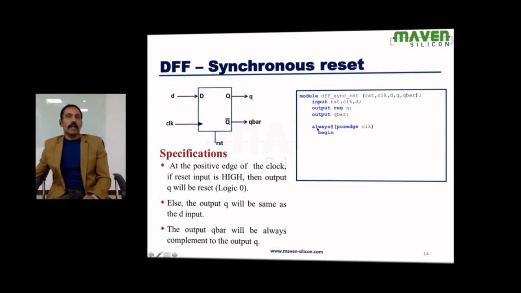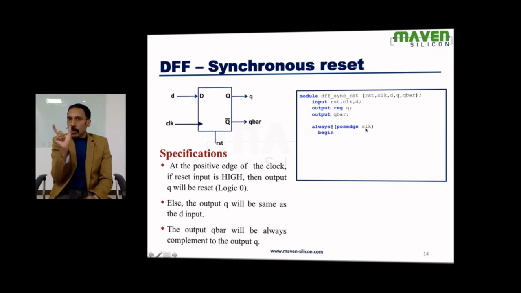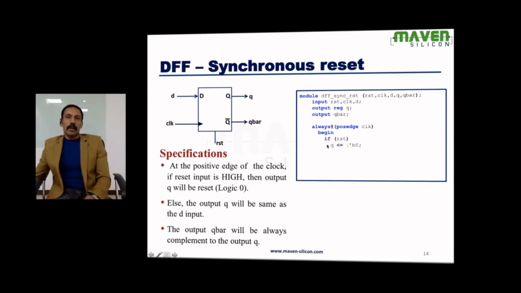Let's look at the functionality. Always at posedge clock. So this is going to infer flip-flop. Whenever you include clock in the sensitivity list, obviously it will infer flip-flop. If reset is high, the output gets 0, else output gets data. This is how you can define D flip-flop.